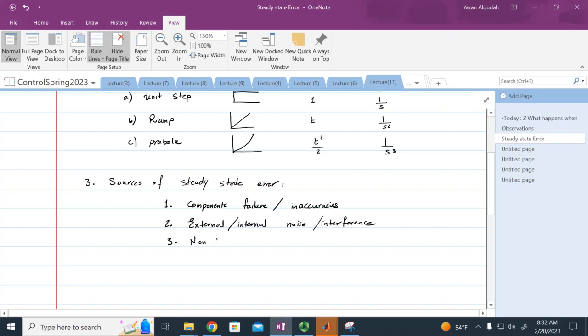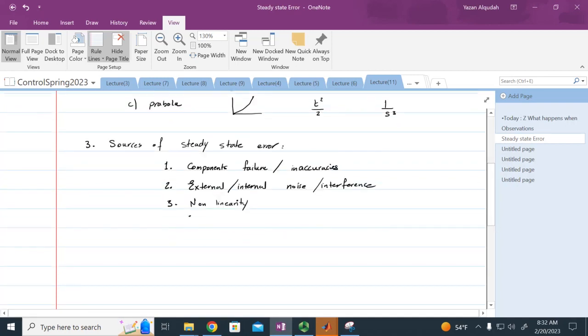Okay. So let's just add one more, non-linearity. So we can have components we can approximate as linear, and then when we put them in, they might saturate, and therefore they might generate errors, etc. So there might be other sources of errors as well.